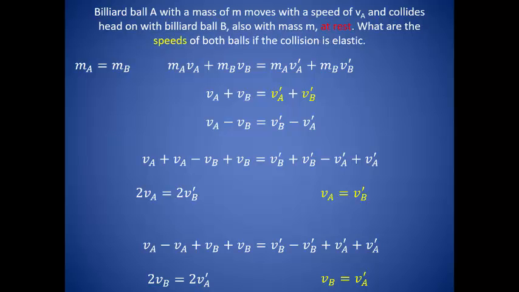Now, what happens if we have the same situation, but ball B starts out at rest? We can go through all the same math, adding and then subtracting the conservation equations for momentum and kinetic energy. The only difference is that when we get to the end, we know the initial velocity of B is equal to the final velocity of A. So both of those are equal to 0.